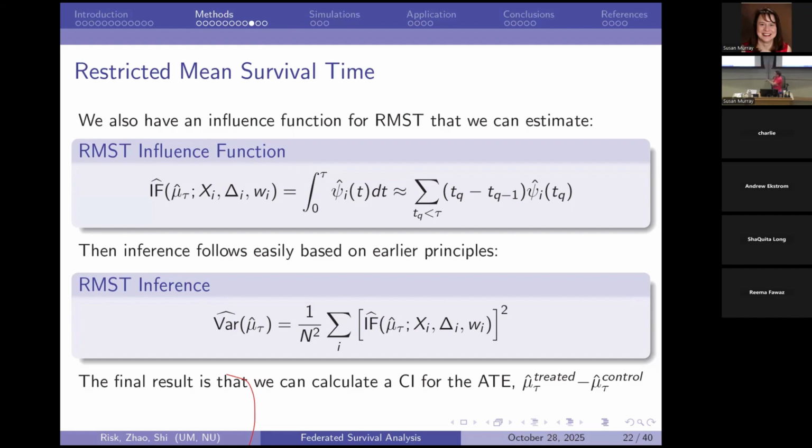And the final result of this is that we're going to be able to calculate a confidence interval for the ATE. So the difference between the restricted mean survival time in the treatment group and the restricted mean survival time in the control group, which is really nice and is often something that drug companies would want to use for hypothesis testing to figure out whether their drugs actually work.